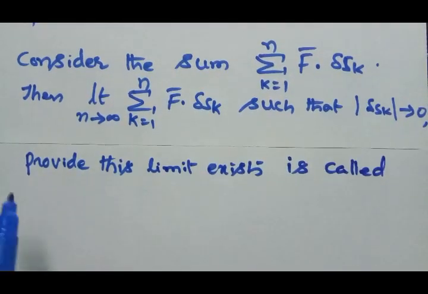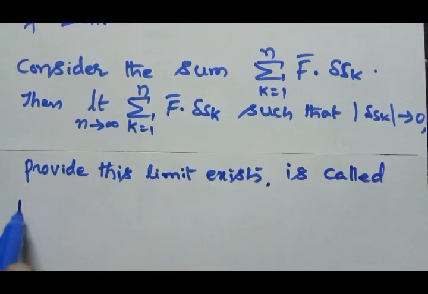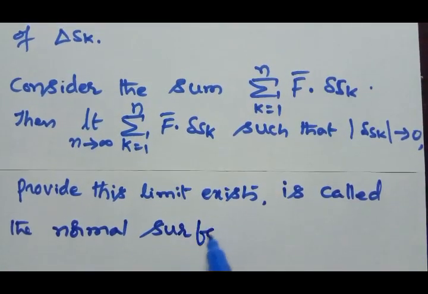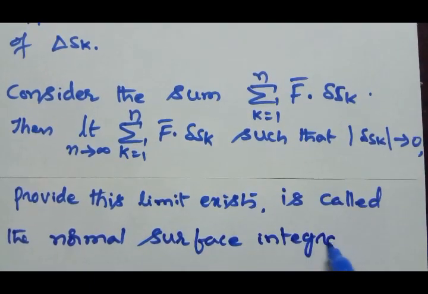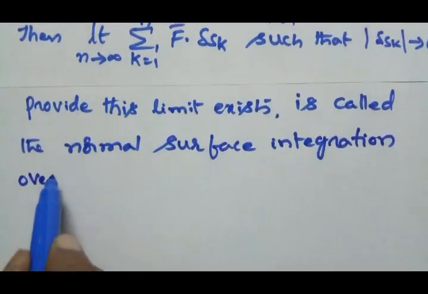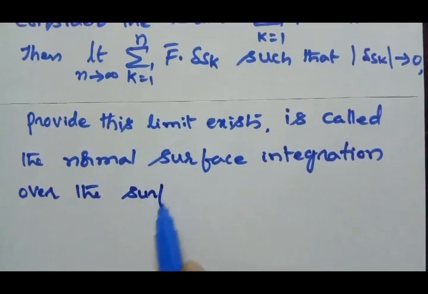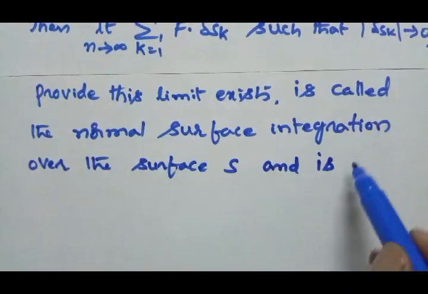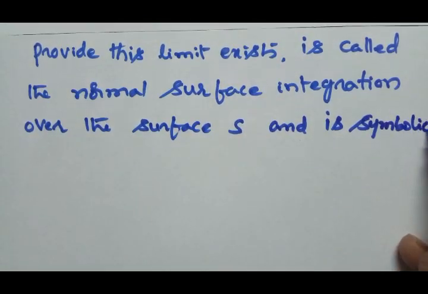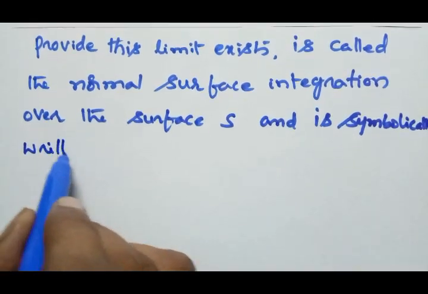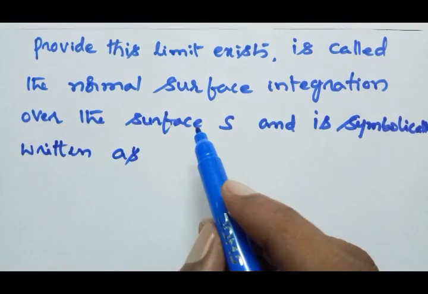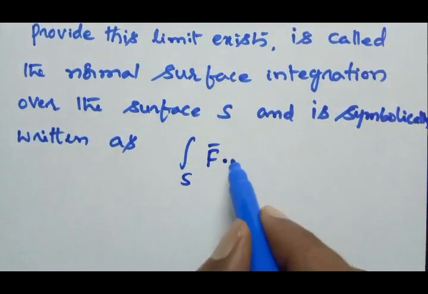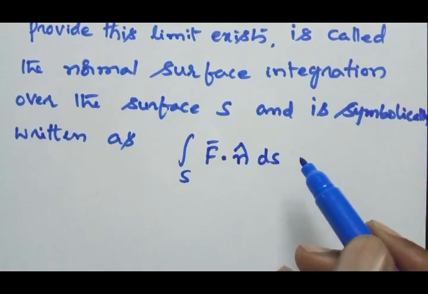is called the normal surface integration over the surface S and is symbolically written as, or which is denoted by, integral over S f bar dot n cap ds.